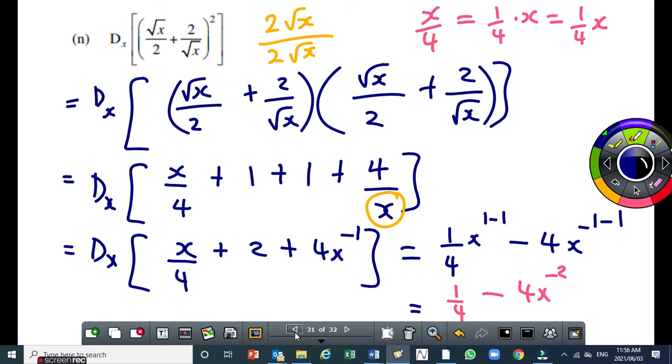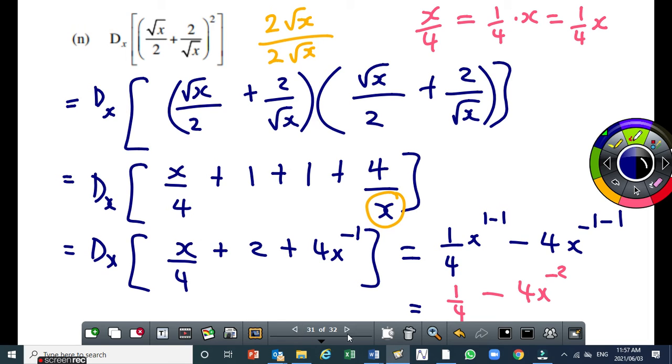How do we get 2 plus 4x to the negative 1? Where? Which part? Okay, never mind. Looking here, that's 2 plus 4x to the minus 1. No, the derivative of the constant is 0. Then here, the derivative of this will be minus 1 times 4, which gives you minus 4. Then you subtract 1 from the exponent, which is what I showed you.